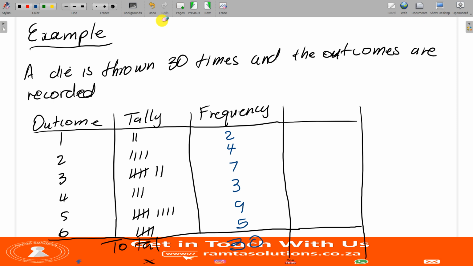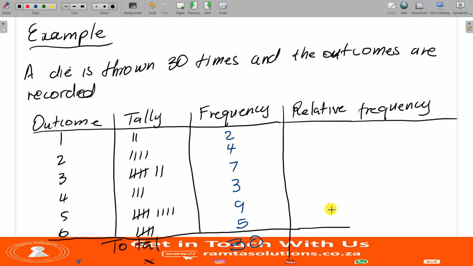Now we need to get our relative frequency. So for our relative frequency, I want you guys to check this out. Remember, we said it is the number of favorable outcomes over the total number of trials. So here we're looking at 1. So 1 is our outcome over 30, right? Total is 30. What is this? This is 1 over 15, isn't it? Even if you leave it like 2 over 30, it's fine.